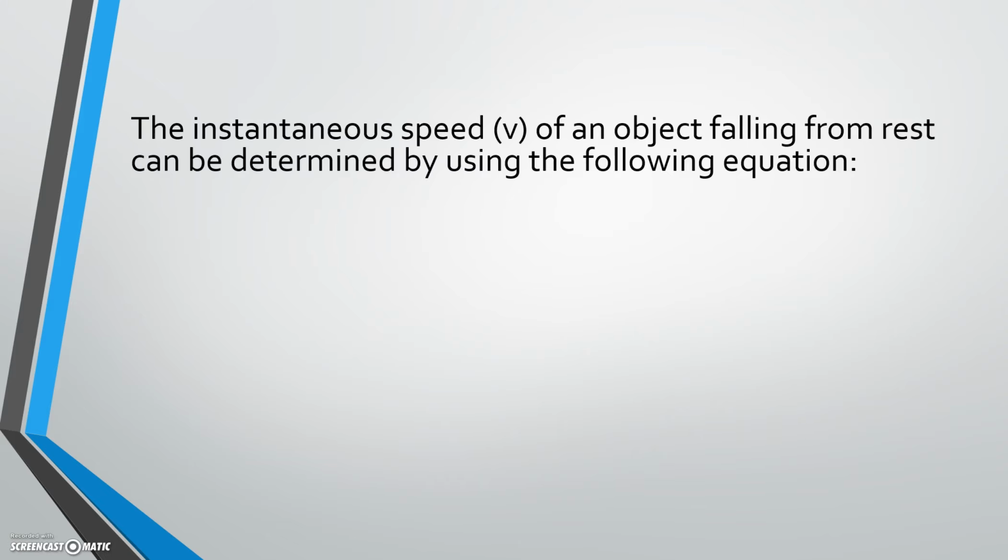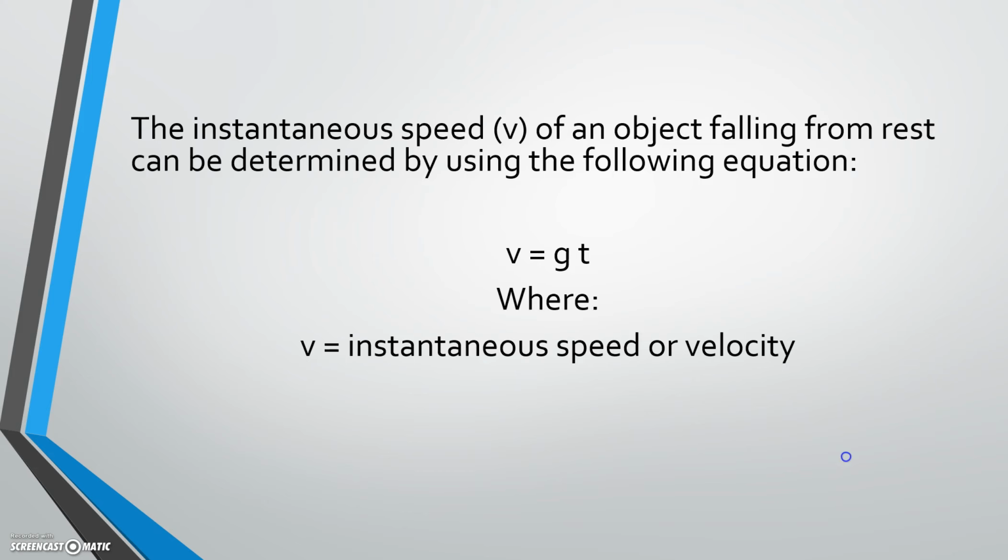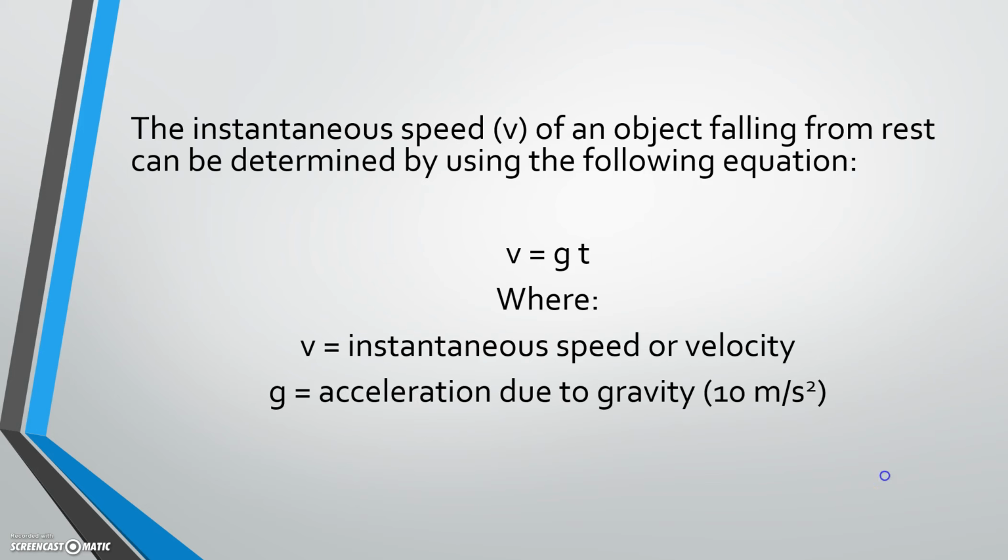The instantaneous speed of an object from rest can be determined by using the following equation. v equals gt, where v is going to equal the instantaneous speed or velocity, typically in meters per second. g is going to stand for our acceleration due to gravity, which is 10 meters per second squared. And t is going to equal our elapsed time.